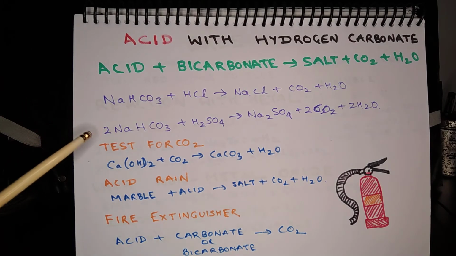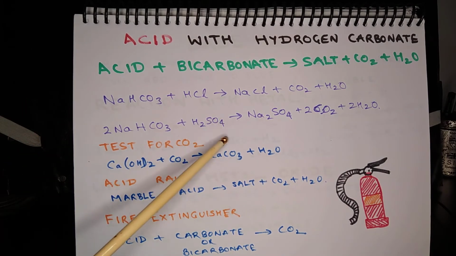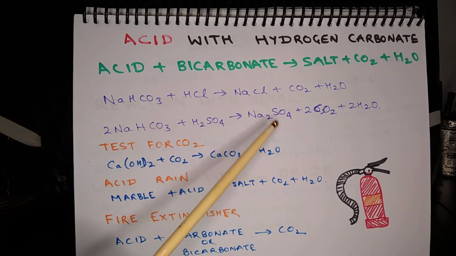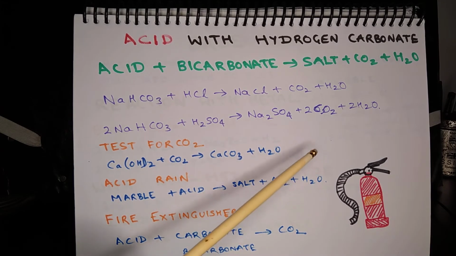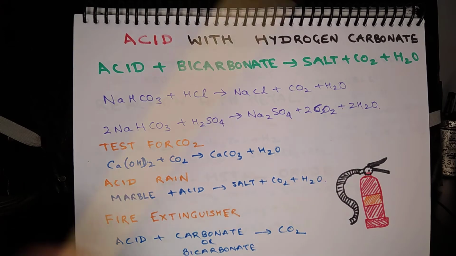Then 2NaHCO3 plus H2SO4, that is sulfuric acid, gives sodium sulfate, Na2SO4 plus 2CO2 plus 2H2O.